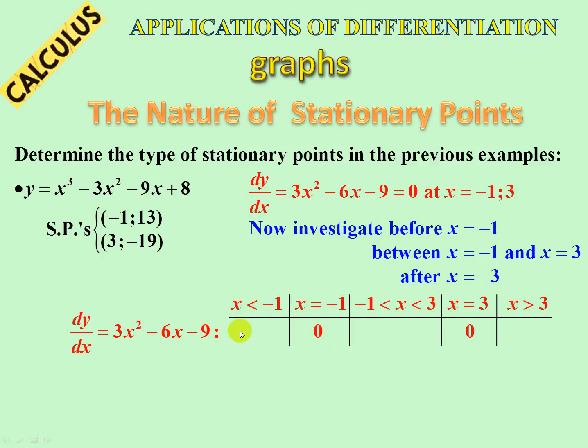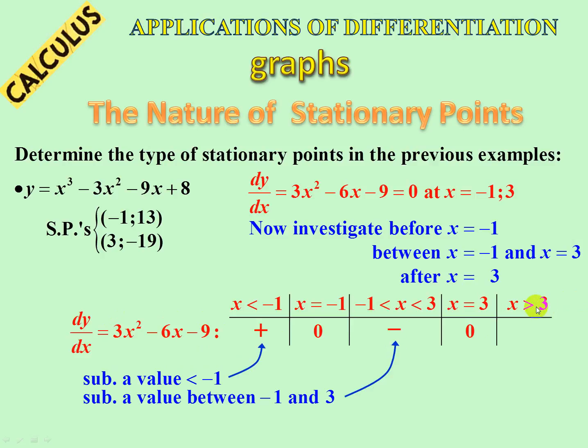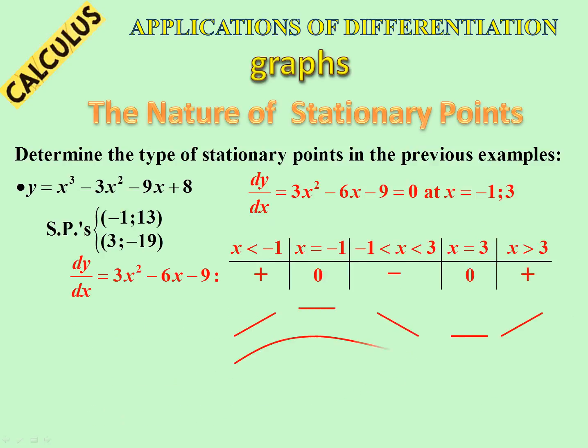I've got to substitute something like negative 2. I can see without evaluating totally that it's going to be a positive. If we substitute a very big negative like negative 100, this is going to be a very big positive number. That's going to be positive overall. Between the 2, well, substitute 0, and I can see I'm going to get a negative. Afterwards, we need to substitute something like 4. We get a positive. So there are the lines, which means there's the shape. Nice wave. Maximum, minimum. Local.